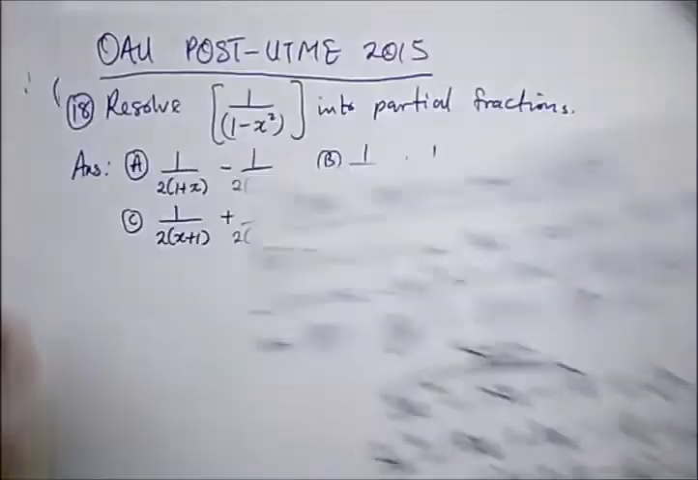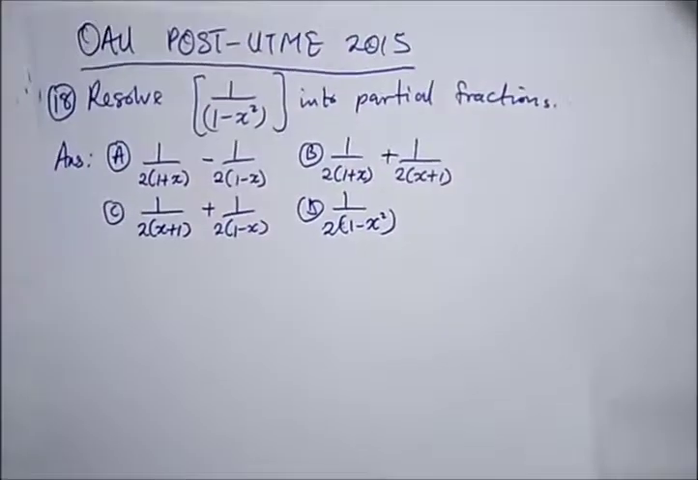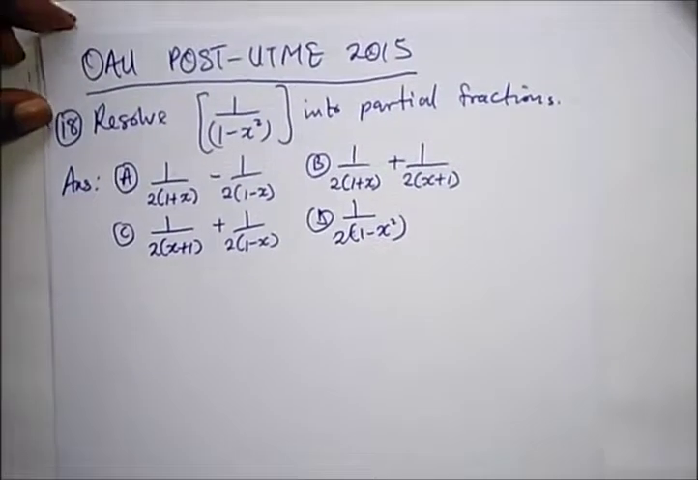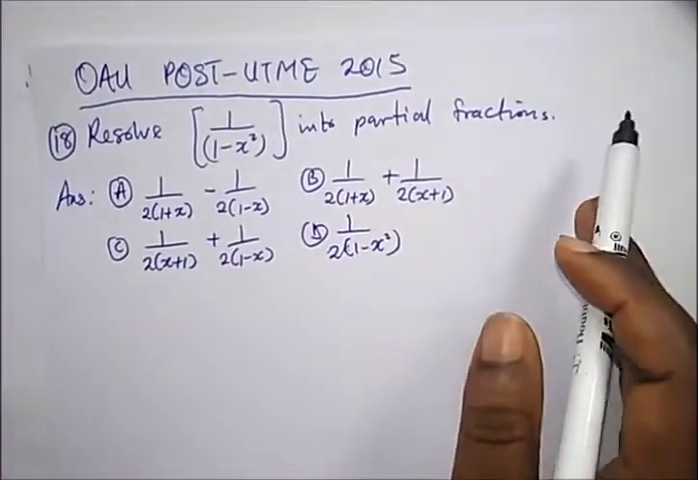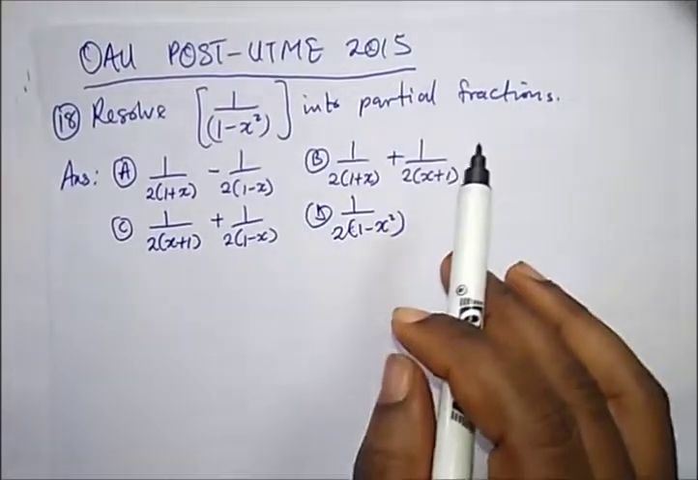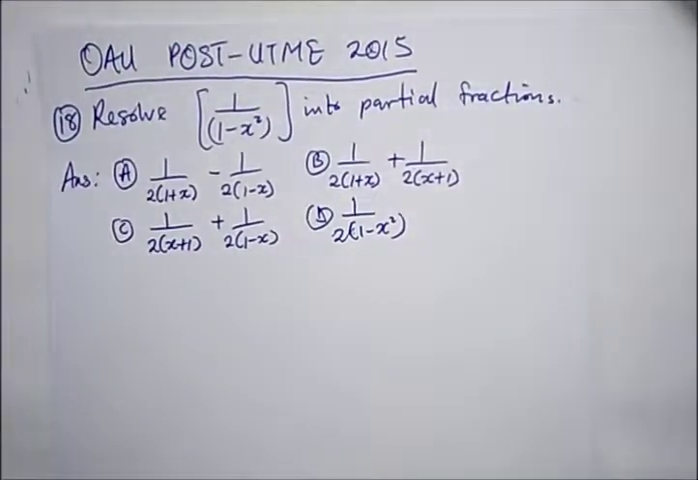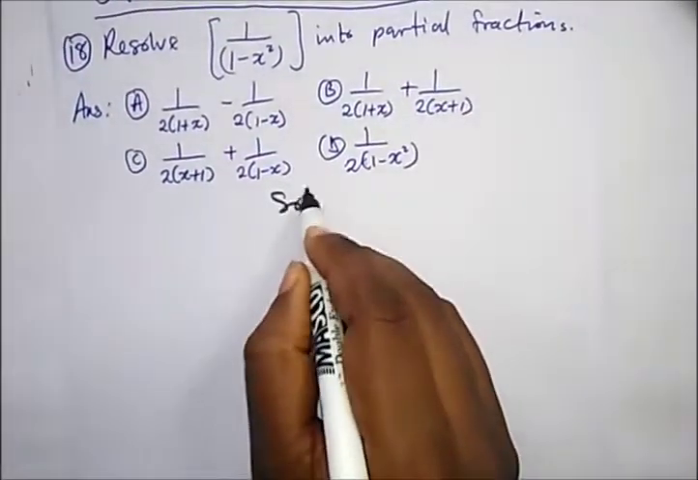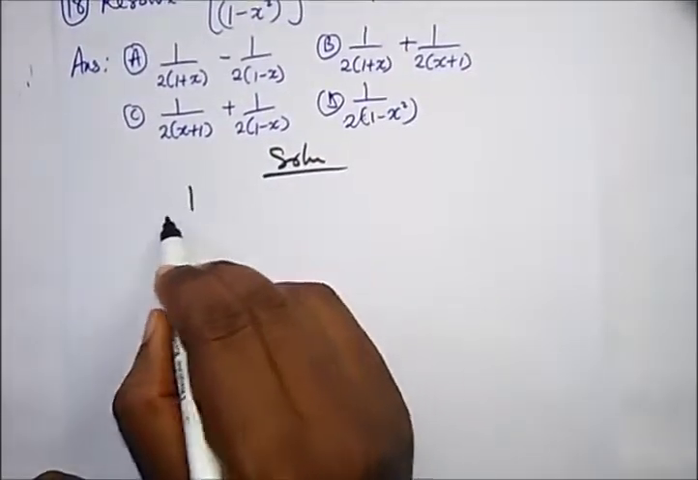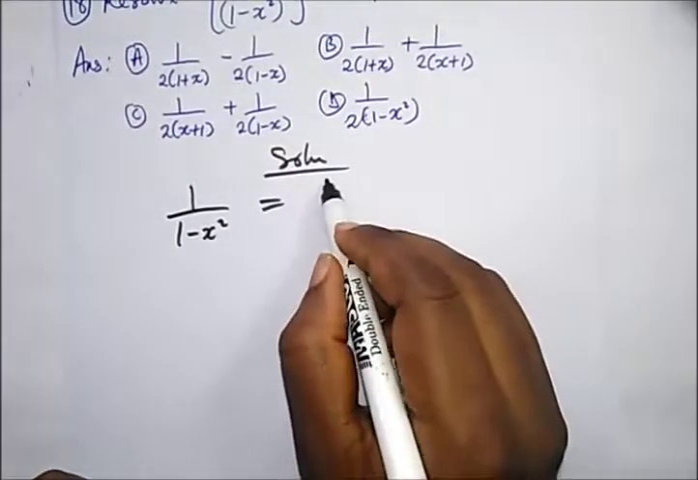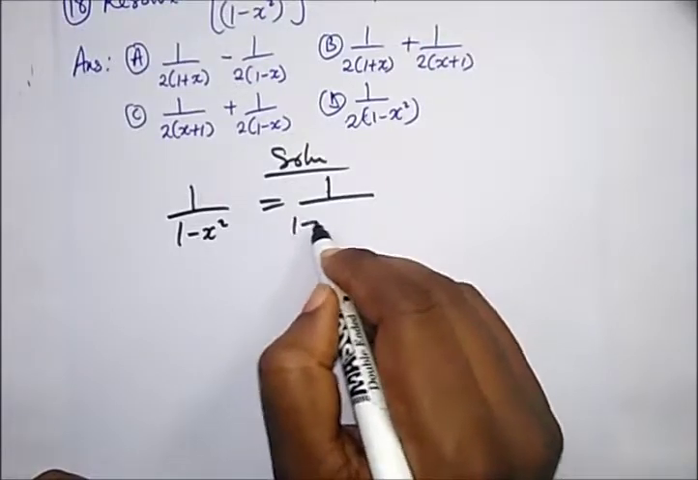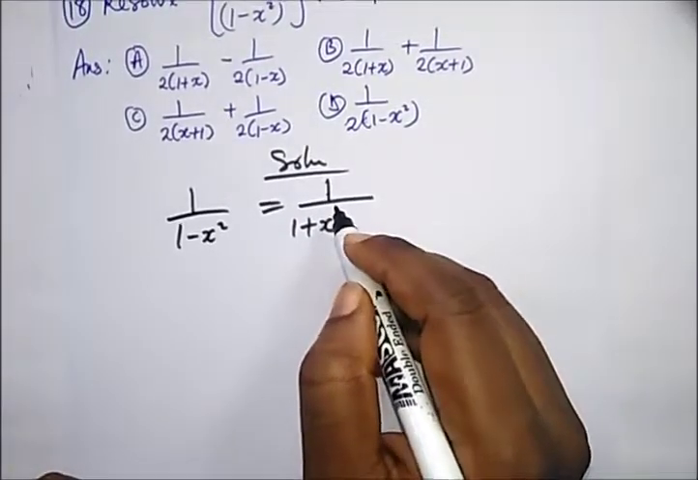We have to know how to play around with our signs and also know factorization before taking this exam. Here it says resolve this into partial fractions. You can see what I mean by this. This exam is quite full of some further maths. So resolving this into partial fractions, let's quickly do this. We have 1 over 1 minus x squared, which is the same thing as 1 over 1 plus x, right?